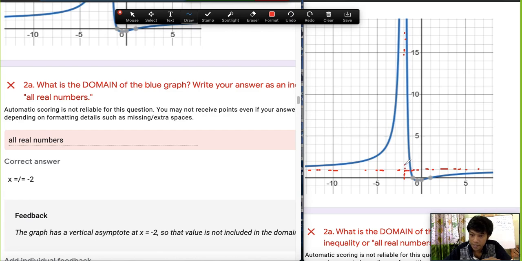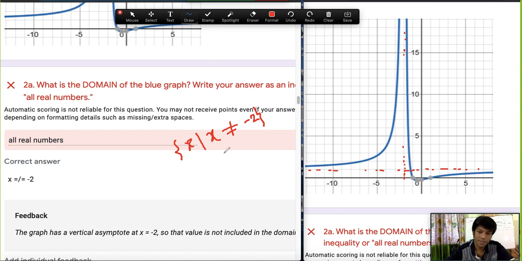Actually, our graph crossed the horizontal asymptote, which is okay. But the graph can never cross the vertical asymptote. So you see, on the left side the graph is going forever, and on the right side also the graph is going forever. So that means all real numbers other than x not equal to minus 2. So the answer form is x is not equal to minus 2, all real numbers, or you can write it in our regular format also.